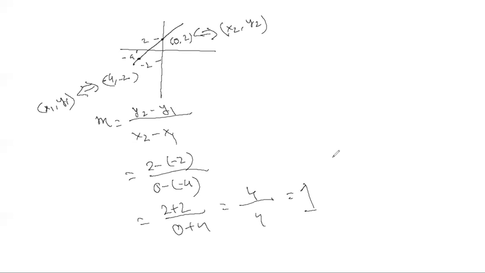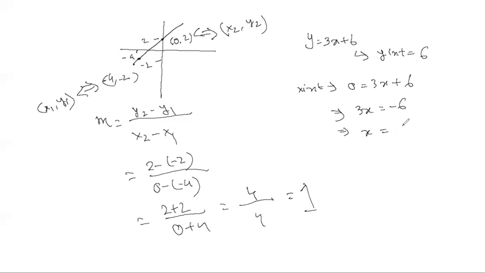There is also a trick to draw a straight line. Let's say we have the equation of a straight line, y equals 3x plus 6. From this equation we know the y-intercept is 6. To solve for the x-intercept, we set y equal to 0 and solve for x. We get 3x equals minus 6, and x equals minus 2.